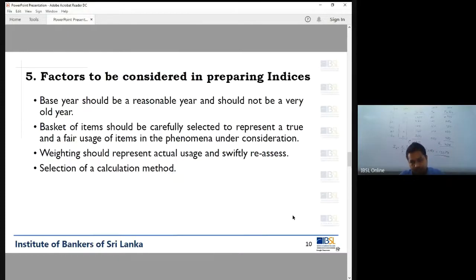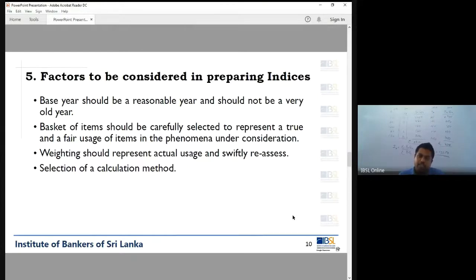Okay, let's move on. Under the fifth area, we are going to consider the factors to be considered in preparing the indices. Now, these are decisions that you have to make when you are defining an index. All this time we have been using an index defined by somebody, but if you've been given a task to define an index, this is what you have to do.